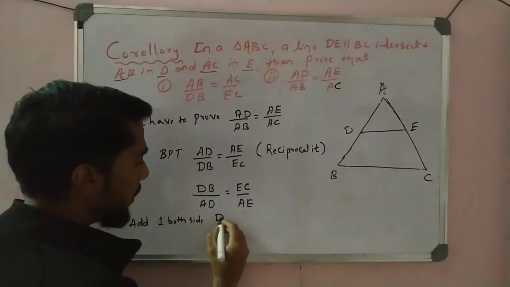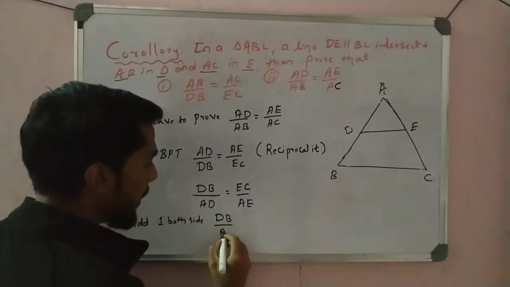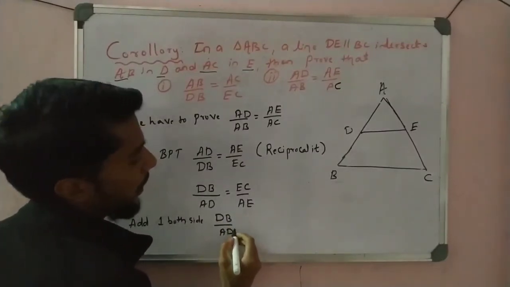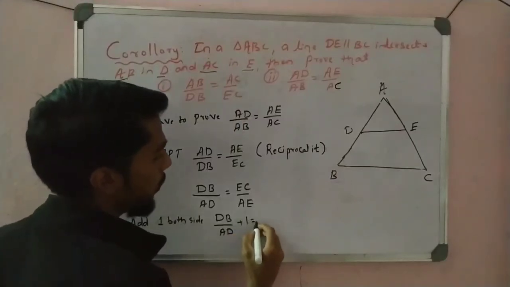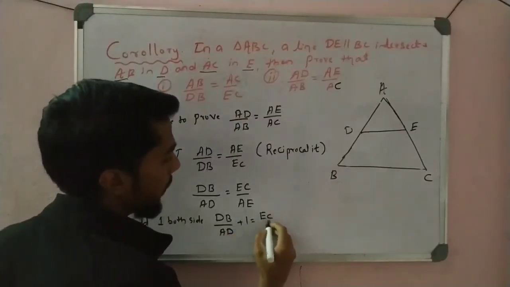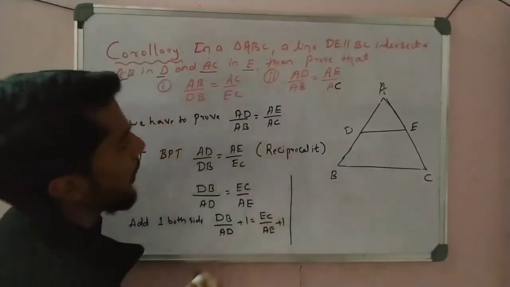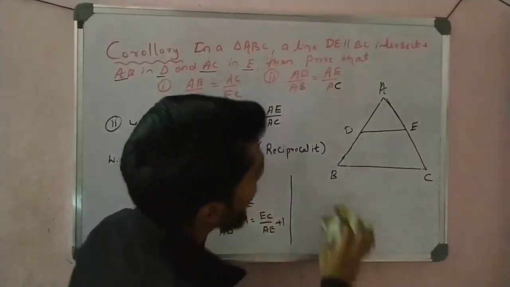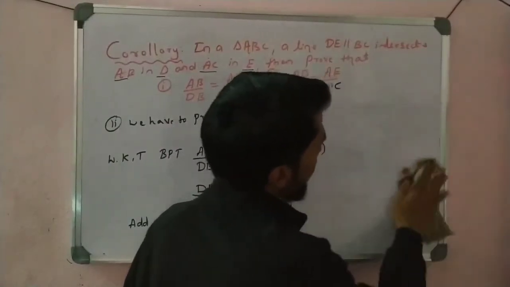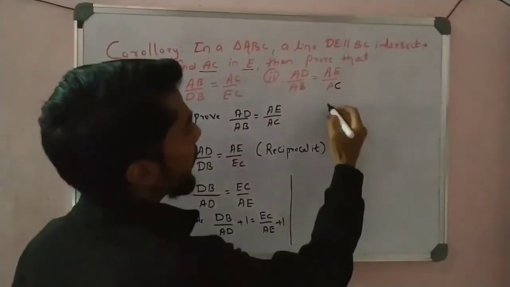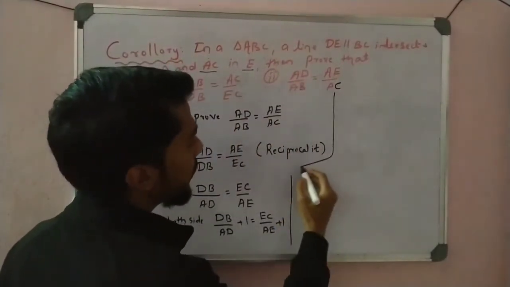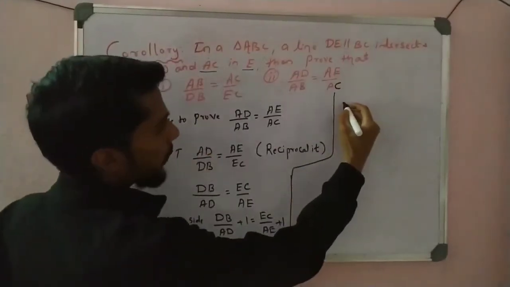So DB divided by AD plus 1 is equal to EC divided by AE plus 1. Very good. Now I take the LCM. I do not need the diagram. See, I can take the LCM here. So what is the LCM? Quick. The LCM is AD.